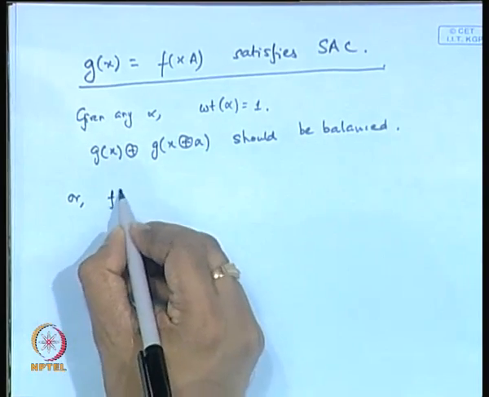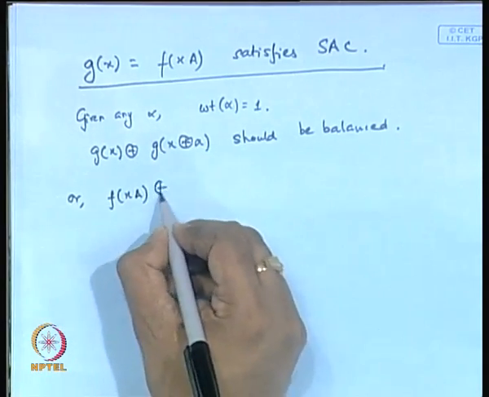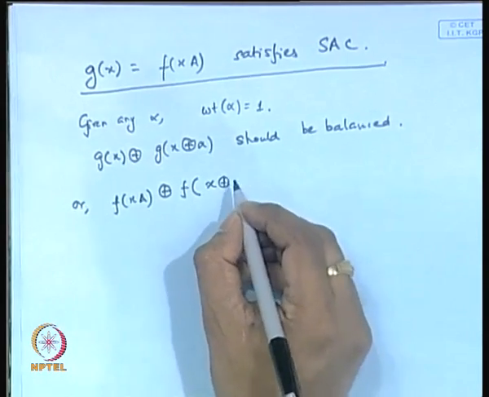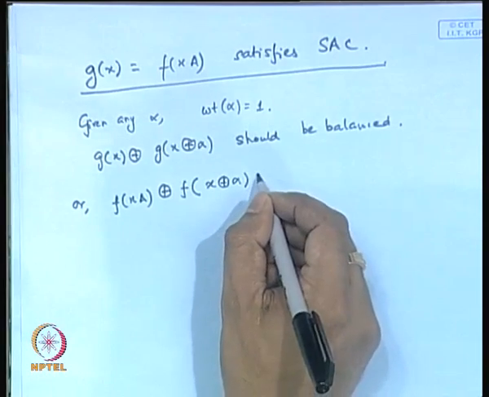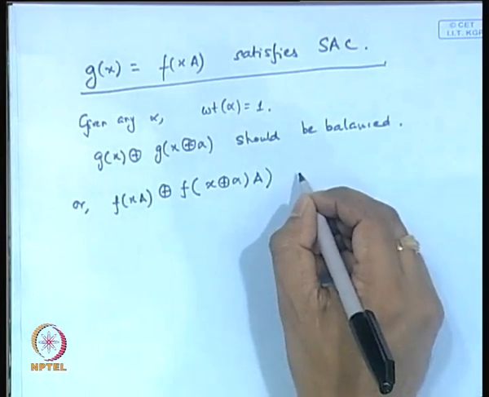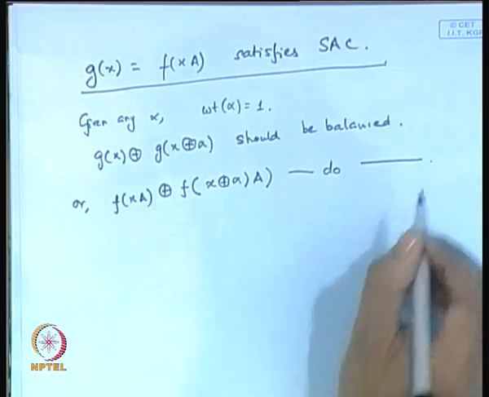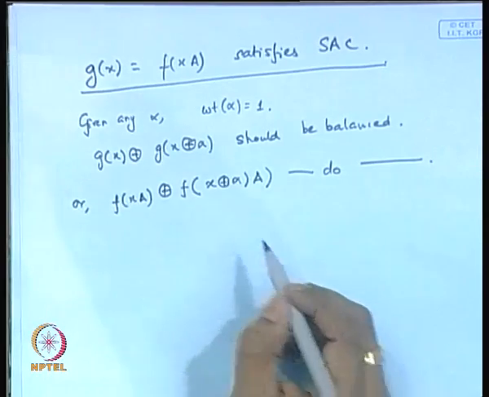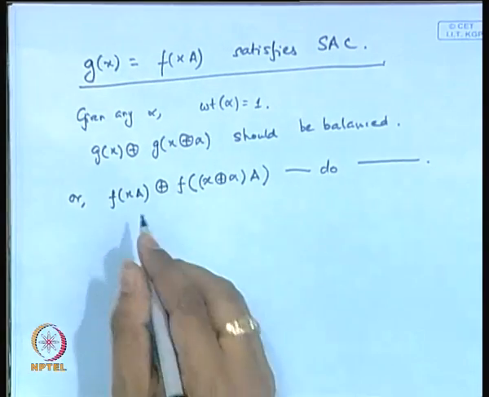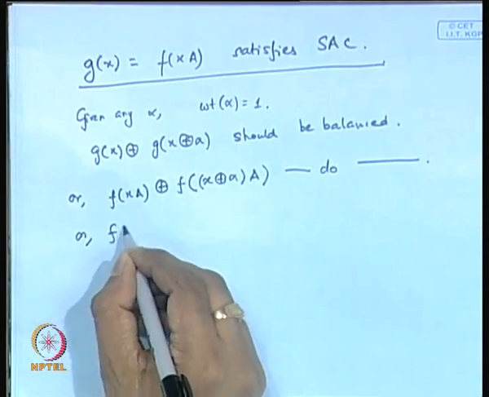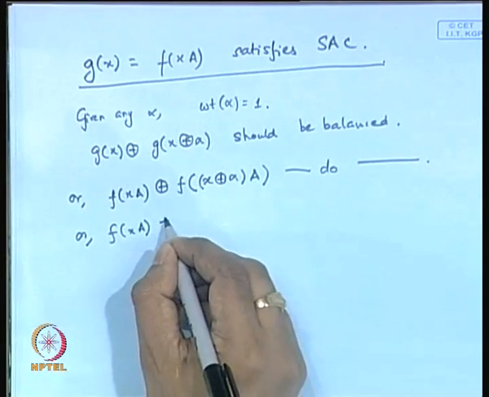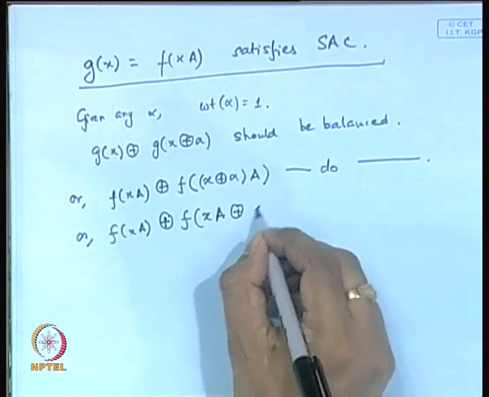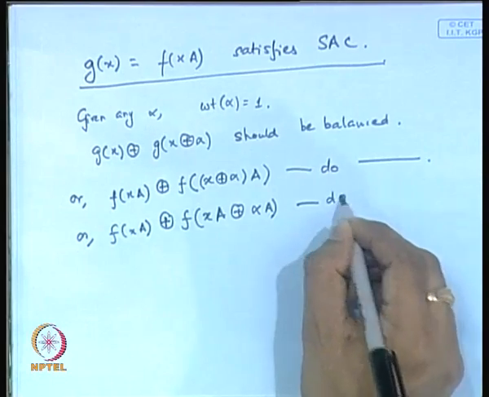This means that f(xA) XORed with f((x XOR alpha)A) should be balanced, right? Instead of x, we have written x XOR alpha. Okay, so you see that what it means is f(xA) XORed with f(xA XORed with alphaA) should be balanced.